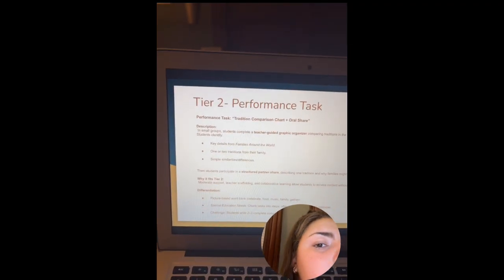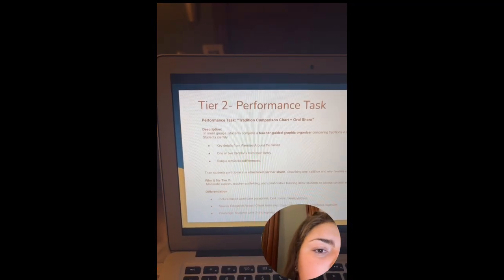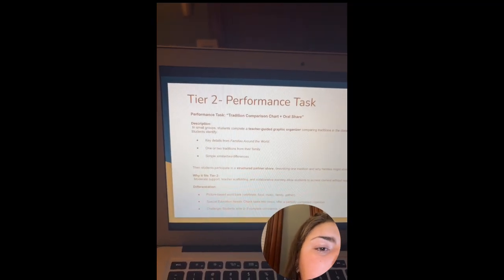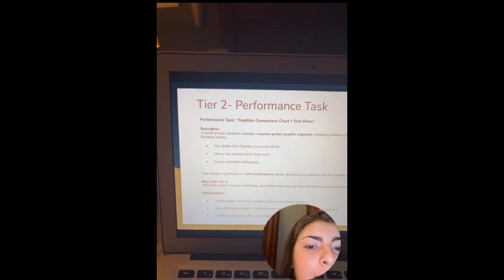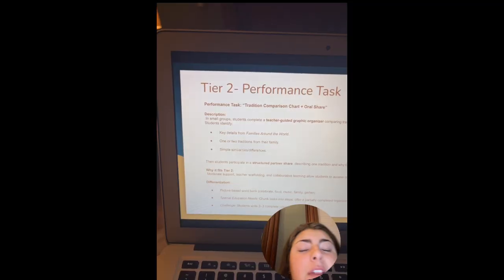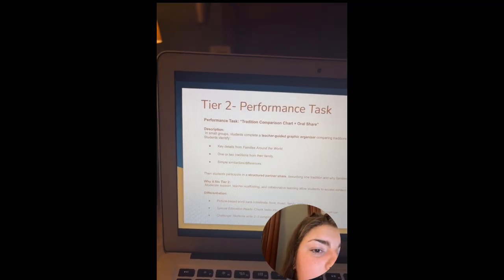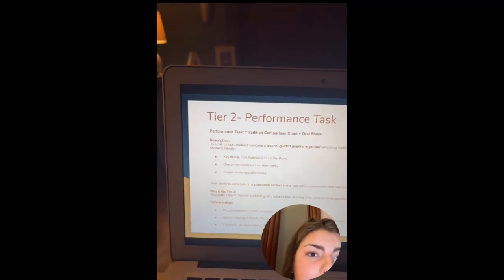Differentiation that I can do is a picture-based word bank. And then for special education, I could chunk tasks into steps and make it a little slower for them if they need help. And if I want to challenge, if it's too easy for them since it's tier 2 and it's the middle group, they could write 2 to 3 comparison sentences, maybe up the task a little bit.